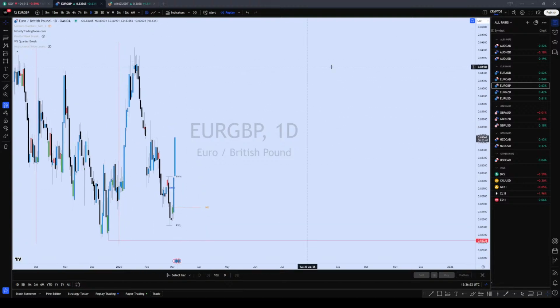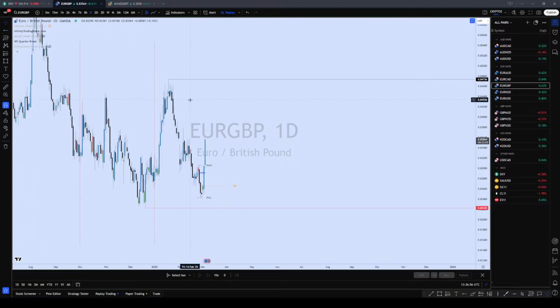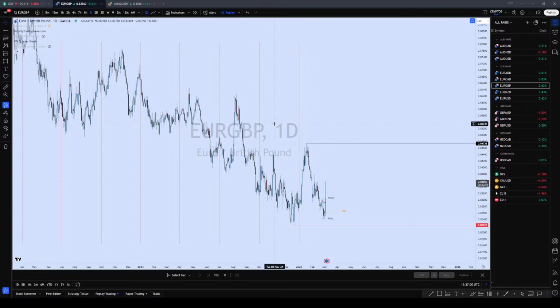If I'm wrong, then it's going to go up and take out this high, and that will be a reversal. If not, then it still has the opportunity to come back and attack this low. And tomorrow will be the deciding factor, because we have a rate announcement at 1:30.